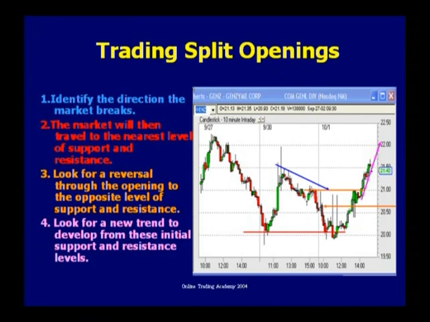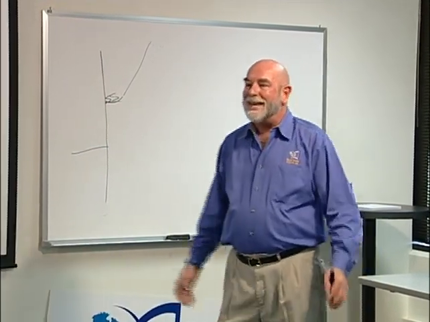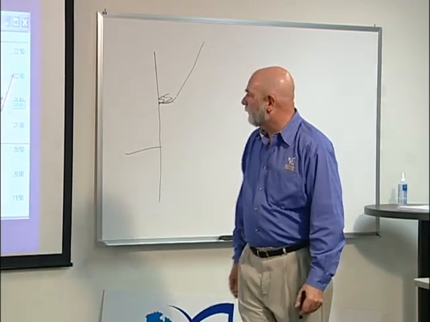The next thing we do is then look for a reversal through the opening price to the opposite level of support and resistance. So we break this here and it starts to move up, and we then see it move directly up to this little resistance line created yesterday by this series of tops right here, which also happens to be what? $21, a nice round number, a natural support or resistance line, okay?